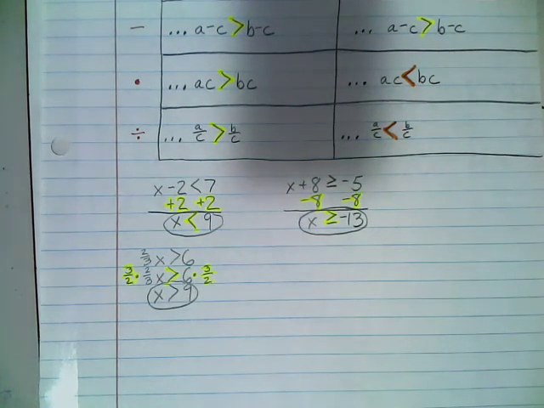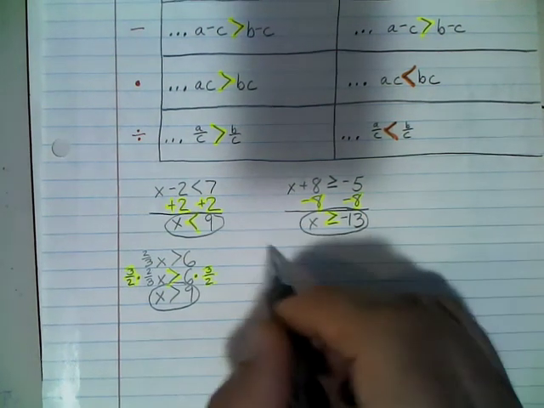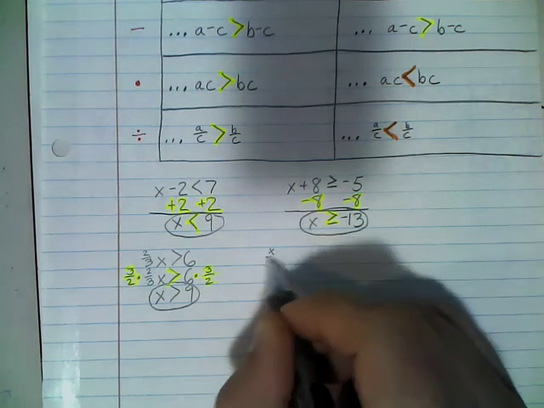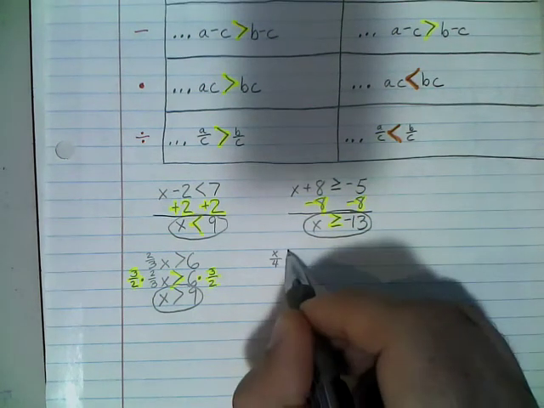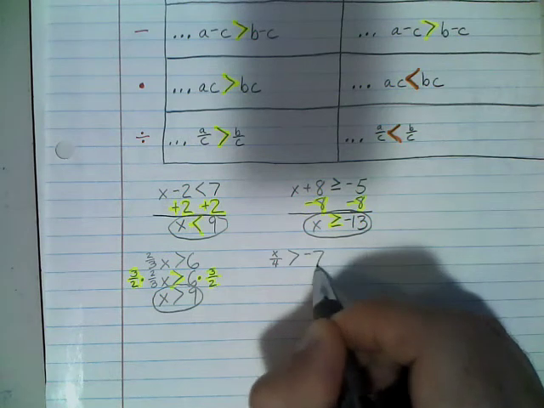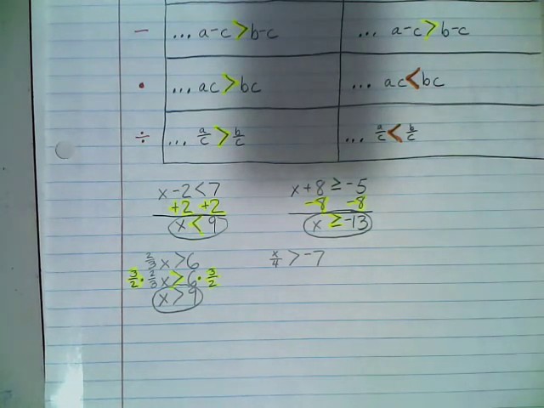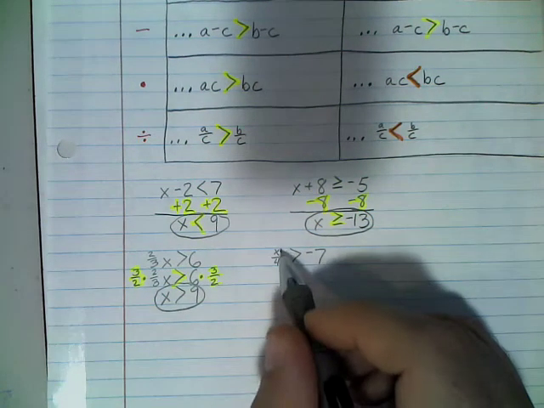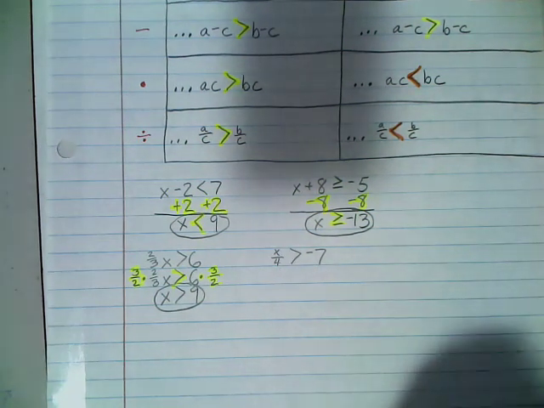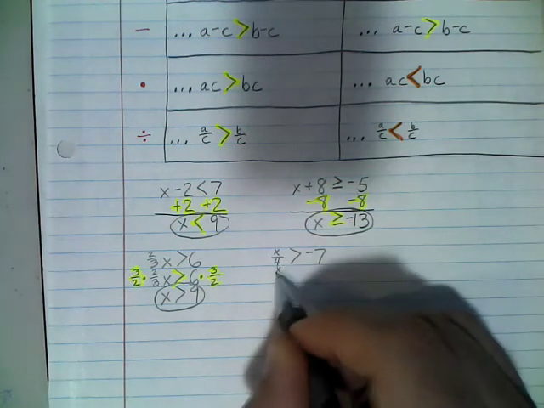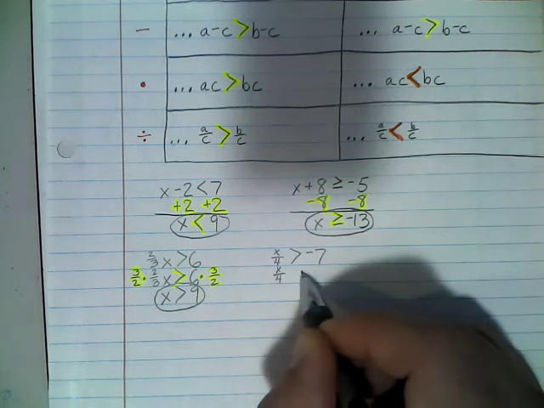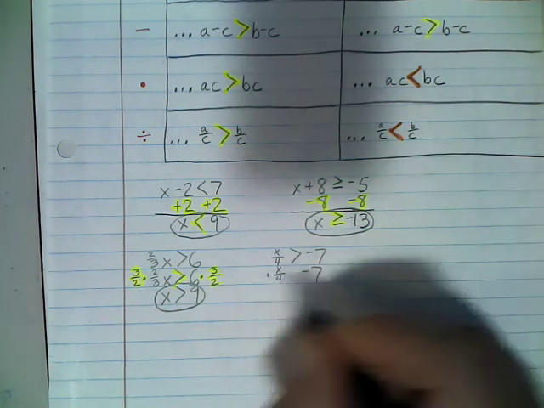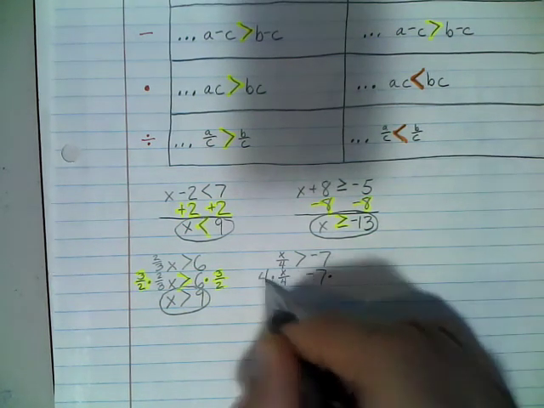I'm going to come over here. x over 4 is greater than a negative 7. So this time, I'm going to look at this and say, okay, fractions mean division, so this is really x divided by 4. So to cancel out a divide by 4, I'm going to have to multiply both sides by 4. So again, it's a multiplication to solve, so I'm going to copy this down, and then on both sides, I'm going to times by 4.